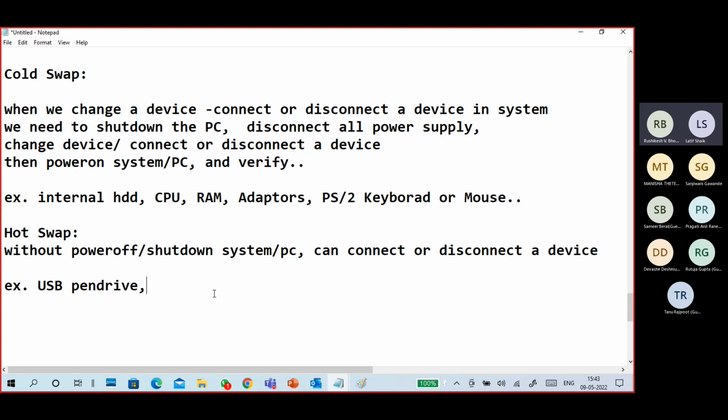USB pendrive, external hard disk. USB pen drives, external hard disks, these all come under hot swappable. You connect a pen drive, you didn't shut down your PC. Just connect it, use it, and once the work is completed, eject it and remove it. So that is called hot swappable.